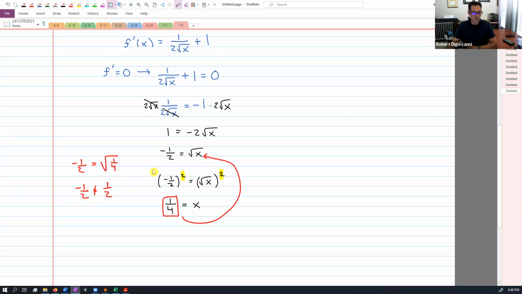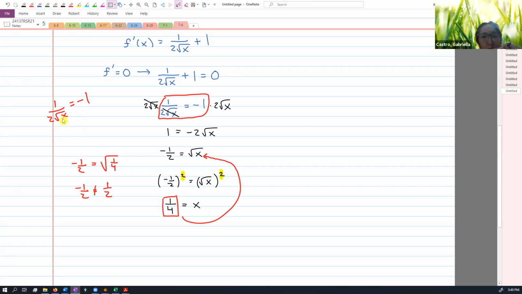Another way you could have seen this, let me go back up to this step right here before we did anything. 1/2 root x equals -1. Think about this for a second. Your answer needs to be -1. The numerator is 1, that's positive. 2 is positive. When you take the square root of a number, can you ever get a negative? No, right? There's no way.